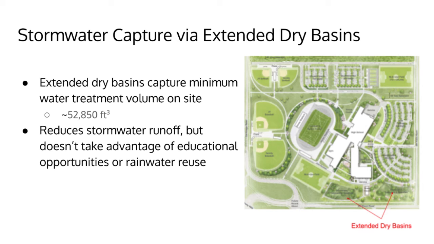For Sherwood High School, we calculated that the water quality volume captured by the extended dry basins is approximately 52,850 feet cubed. These calculations are located in the appendix. Although it reduces stormwater runoff, the current plan does not take advantage of educational purposes or rainwater reuse.